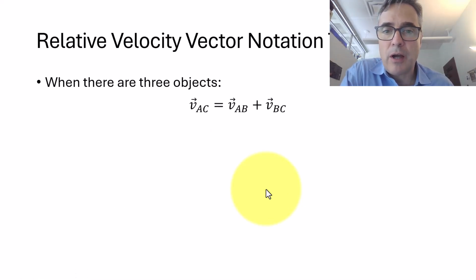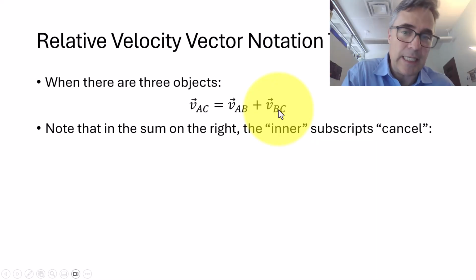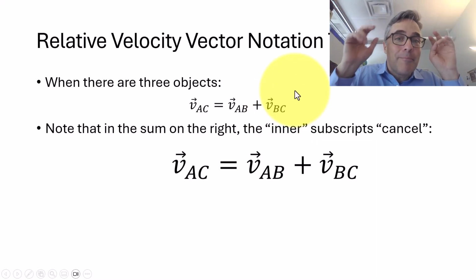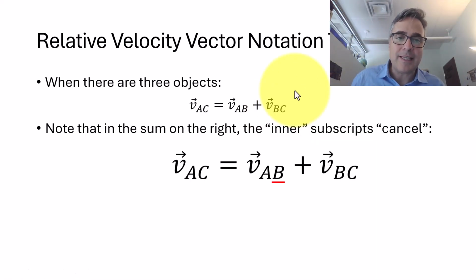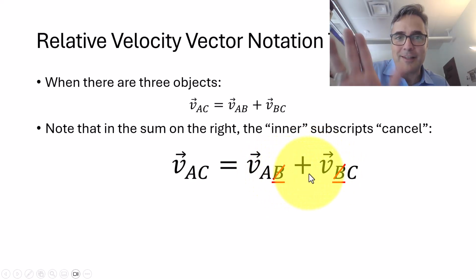Okay, so when there's three objects, then you have this really interesting setup here, which is that VAC equals VAB plus VBC. And the way I kind of remember it in my own brain is that I say that these inner subscripts on the sum, the B and the B there, kind of cancel each other out, and then they leave the AC.